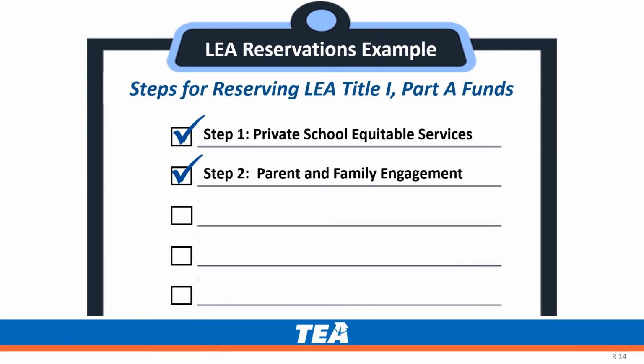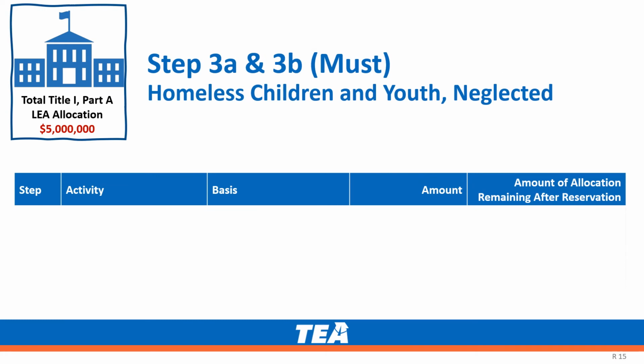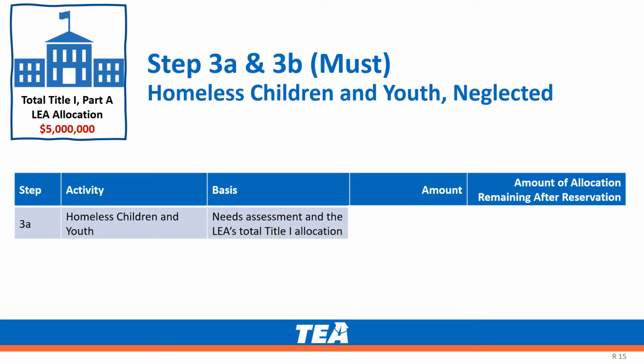Now that we have completed Steps 1 and 2, let's take a look at Step 3, which includes the LEA reservation for homeless children and youth and for children in local institutions for neglected children. We will look at 2 separate reservations for Step 3. For Step 3A, which will be for homeless children and youth based on the LEA's needs assessment and their Title I allocation, the LEA has decided to reserve $525,000. After this reservation, the LEA now has $3,930,000 left of their allocation.